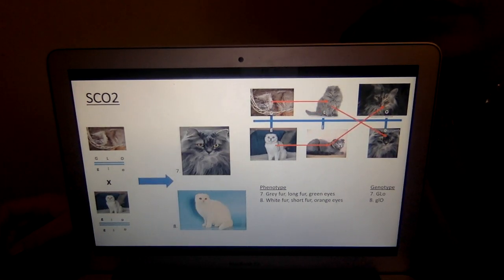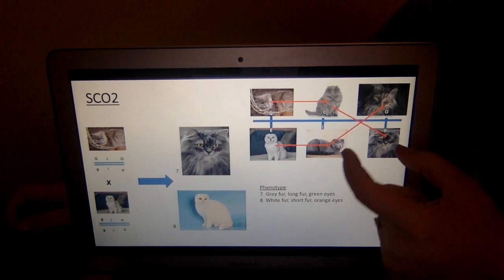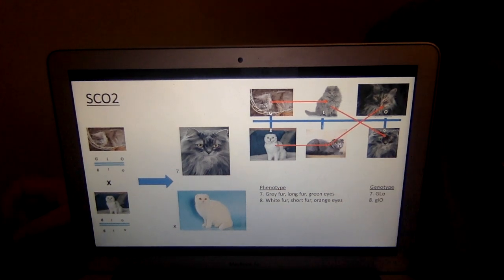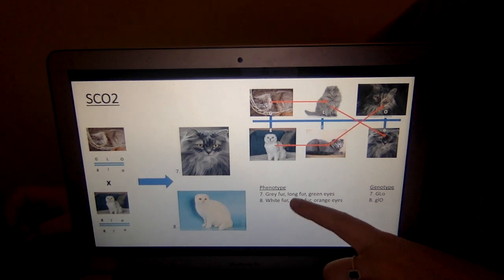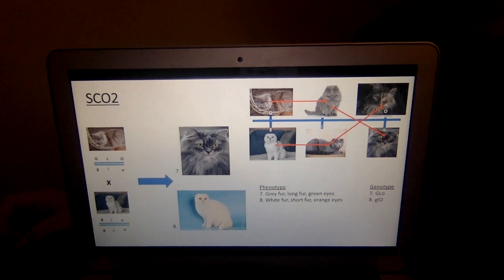And so here are the results for the single crossover in region 2. We see it's basically the same as region 1, but with the crossover in the second region. And the phenotypes are gray, long, green, and then white, short, and orange. And then there are the genotypes.